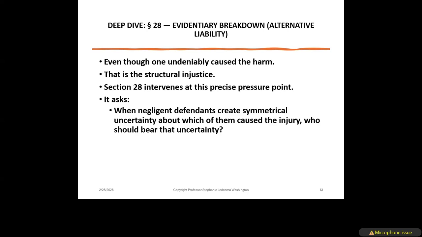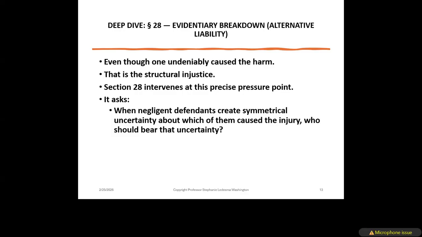Ordinarily, it's going to be the plaintiff who bears the burden of proof, but 28 recognizes a very narrow exception. 28 recognizes when each defendant acted tortiously, and when one of the multiple defendants caused the injury, and the conduct of the multiple defendants makes identification of which of them actually caused the injury impossible, 28 says we're going to burden shift. We're going to shift the burden to the defendants to prove that they were not the cause.